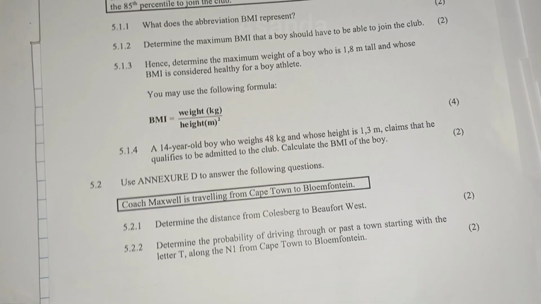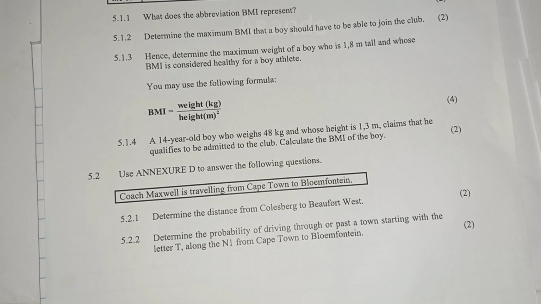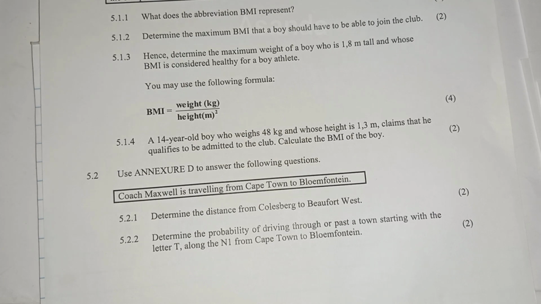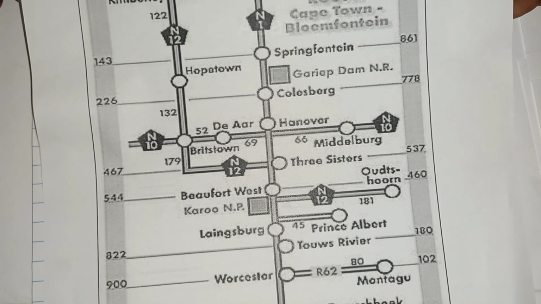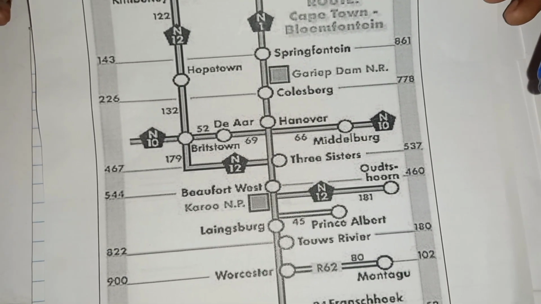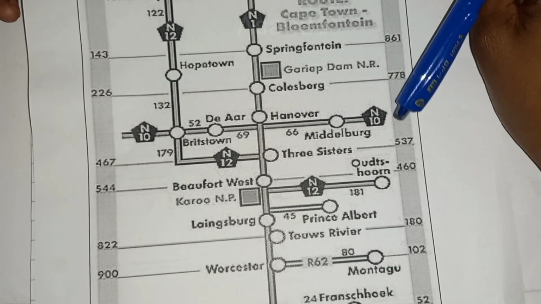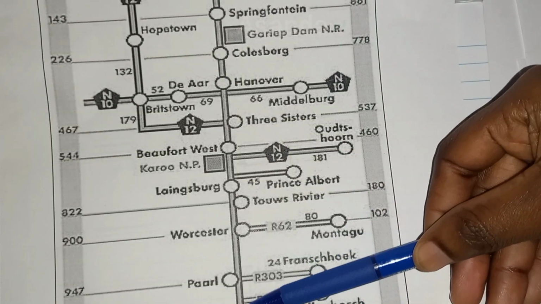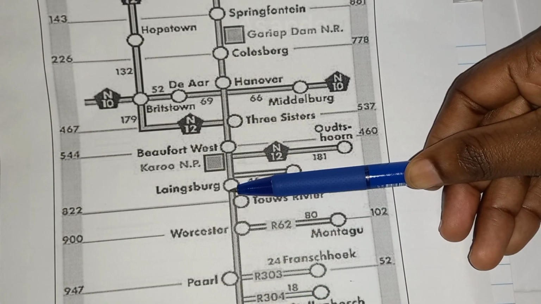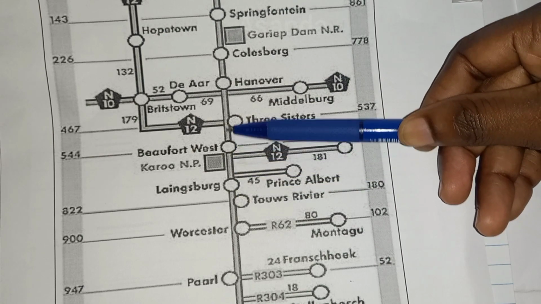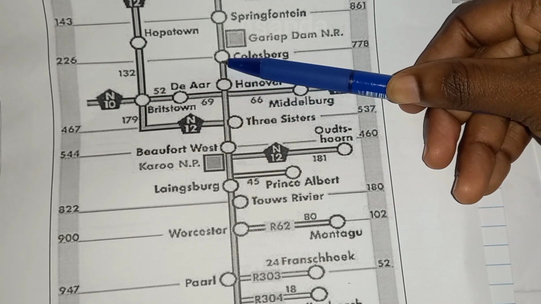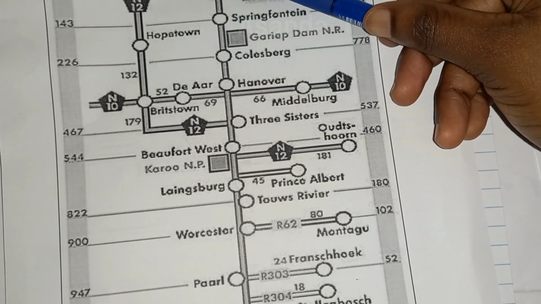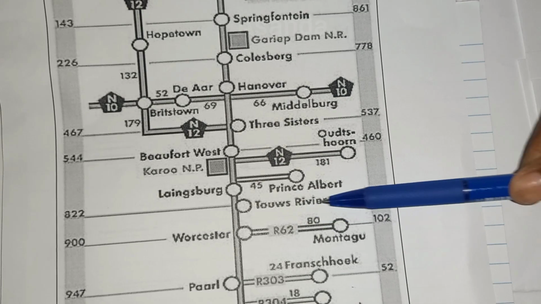The next question says, determine the probability of driving through or past a town starting with the letter T along the N1 from Cape Town to Bloemfontein. Oh, this sounds like recycled questions. The letter T along the road from Cape Town. This one is P, so W, L, B, T, 1. H, C, S, B. Passing a town. Oh, there's Towns River. There's another one.